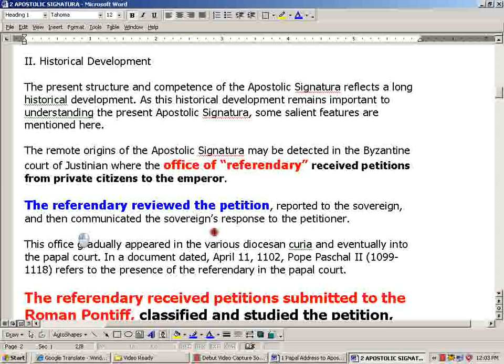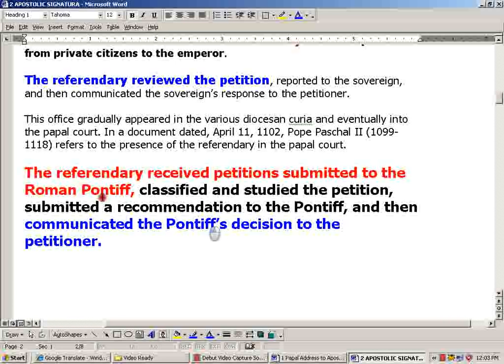Okay, so this Apostolic Signatura has this office of referendary. It's a referee. It received petitions from private citizens to the emperor. So the referendary would receive our petitions to the Pope. The referendary reviewed the petition, reported to the sovereign, and then communicated the sovereign's response to the petitioner. How are we supposed to do our petition? Through the office of referendary, which is part of the Apostolic Signatura. The referendary received petitions submitted to the pontiff, classified and studied the petition, submitted the recommendation to the pontiff, and then communicated the pontiff's decision to the petitioner. Can't be any clearer than that.